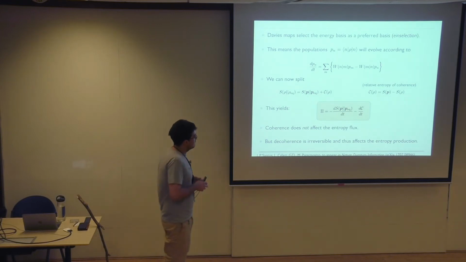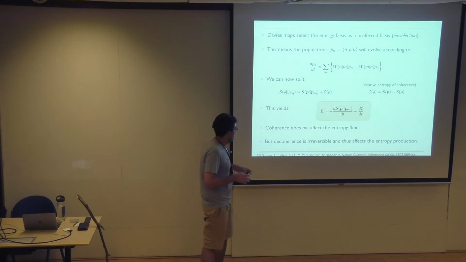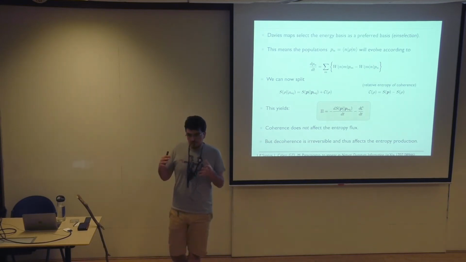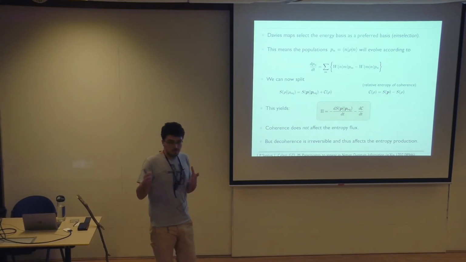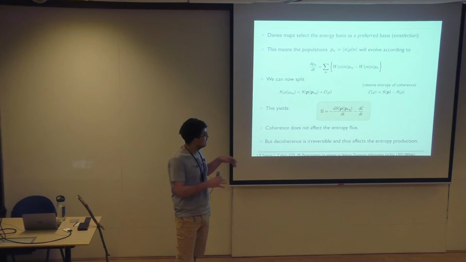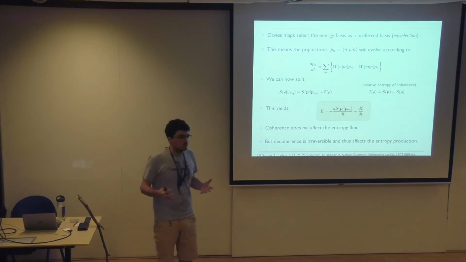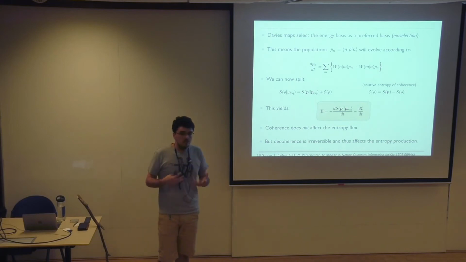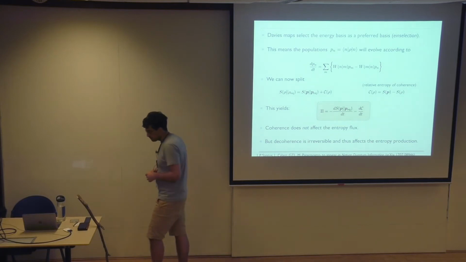It's interesting to note that for this particular class of maps, the coherence does not affect the entropy flux. So if you start a system with coherence or not, the amount of heat that will flow to the bath will not matter for this particular map. However, the loss of coherence still contributes to the entropy production. So that's, again, an interesting way of distinguishing between entropy flux and entropy production.